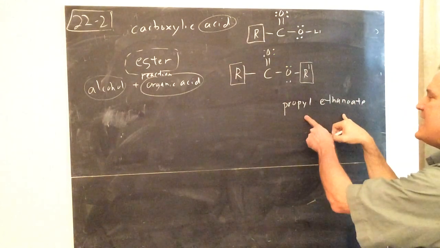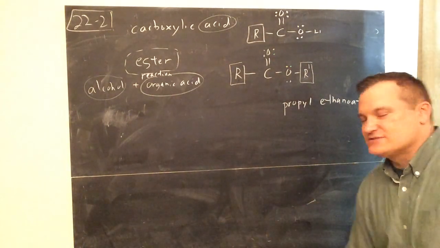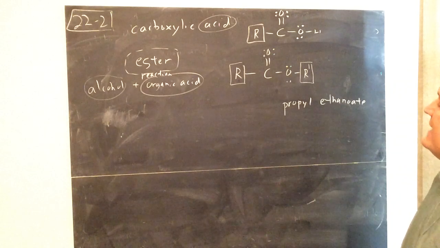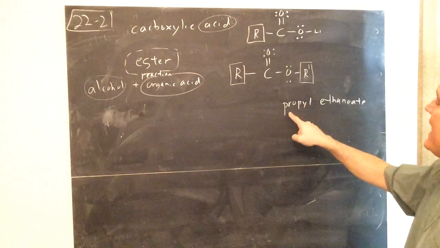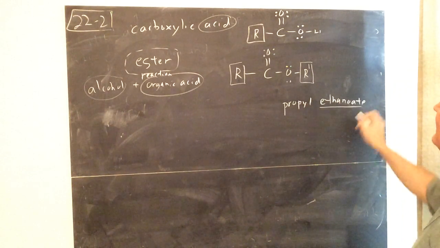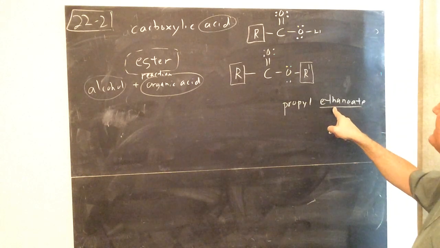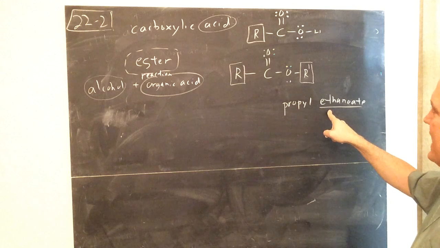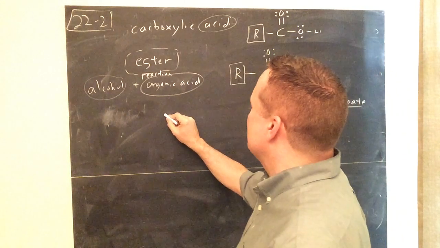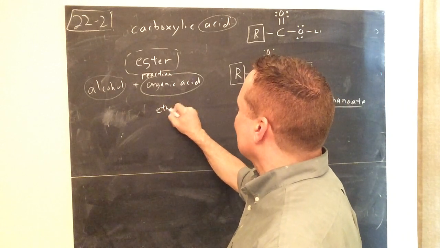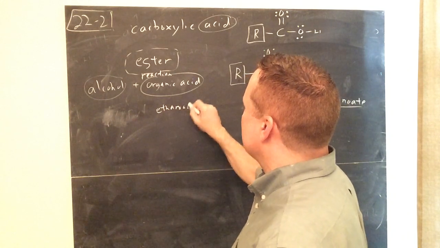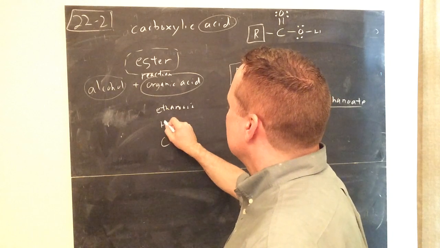Now, when you look at the name, you'll be able to tell what things were put together. And guess what? There's a big hint. Can you see anything here related to an acid? Yes, you see ethanoate. So ethanoate tells me that they used ethanoic acid. So I'm going to put ethanoic acid right here. We just drew it a moment ago, didn't we? So we'll do it again.